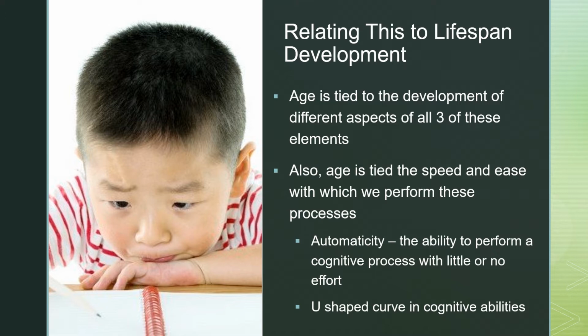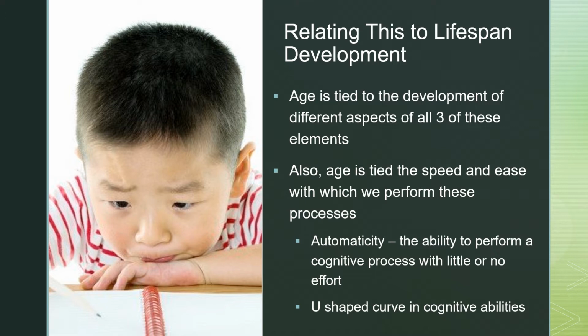Essentially, our ability to do one of these cognitive processes or all of these processes smoothly. What we see with research is not only do we develop specific elements to all of the different skills that we're going to be talking about at different ages, but the ability to do these skills becomes more or less automatic depending upon our age.